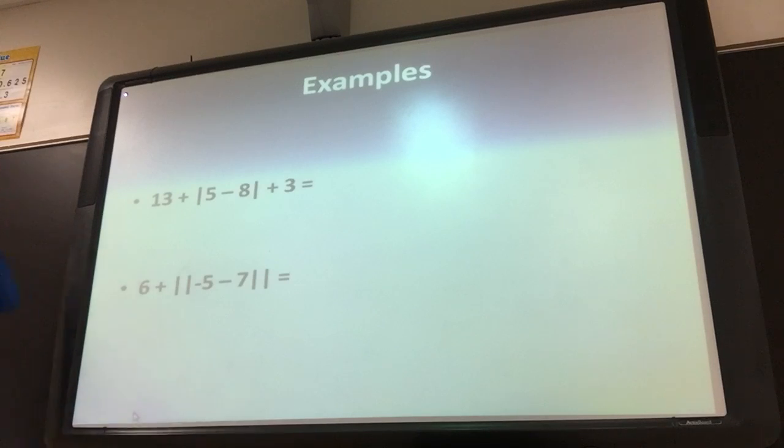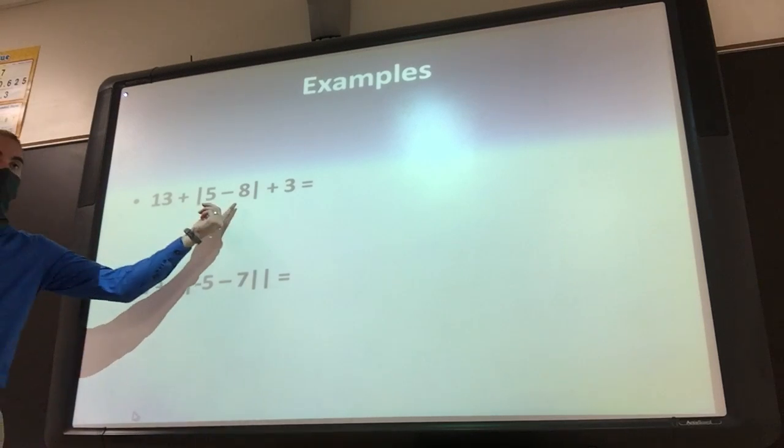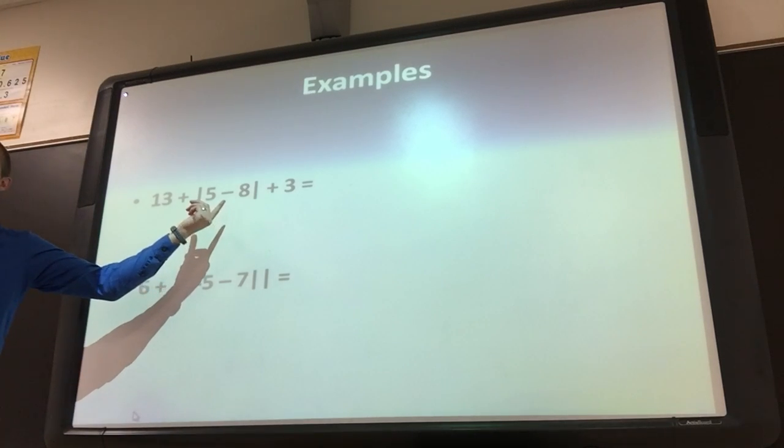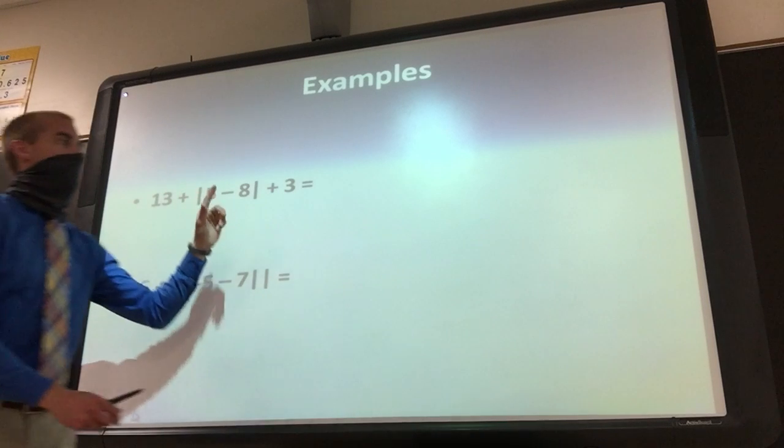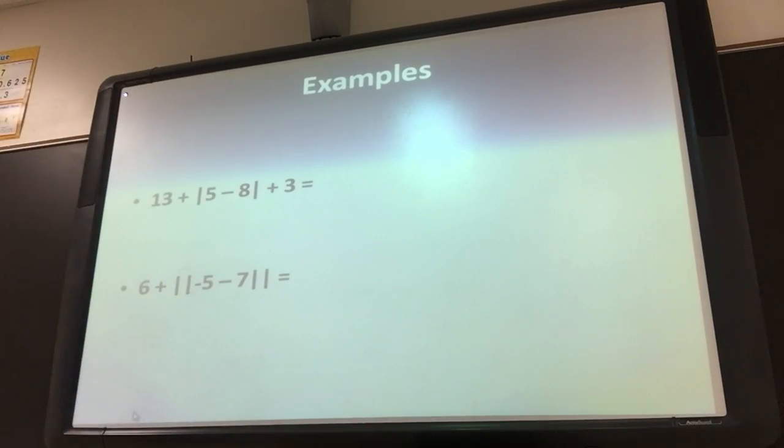Okay, so there's a couple more that I want to look at together. What is different about these problems from the ones we just did? Look at the absolute value bars. What's different about them? Dula? It's in the middle. Yeah, there's like a problem inside of the absolute value bars. So if you see something like this, remember it's like parentheses, okay?